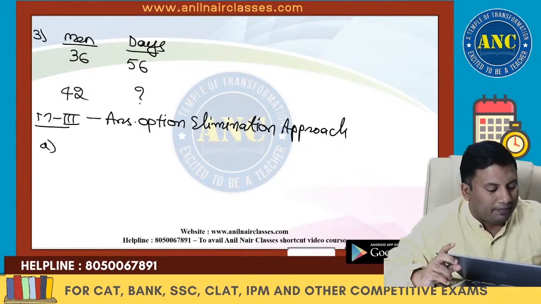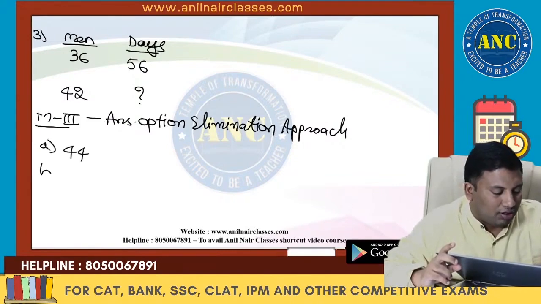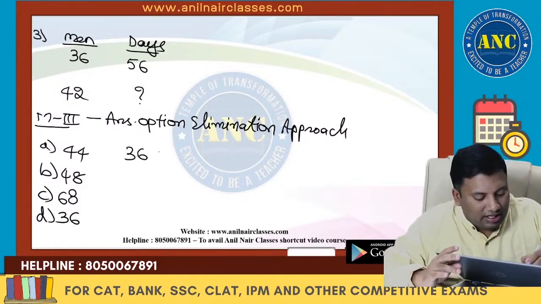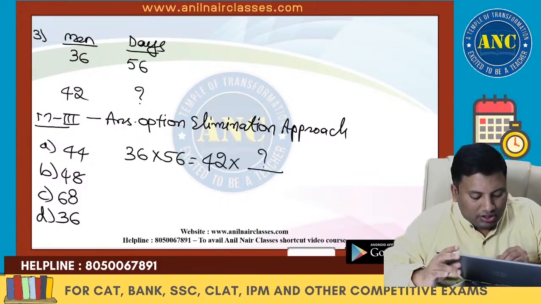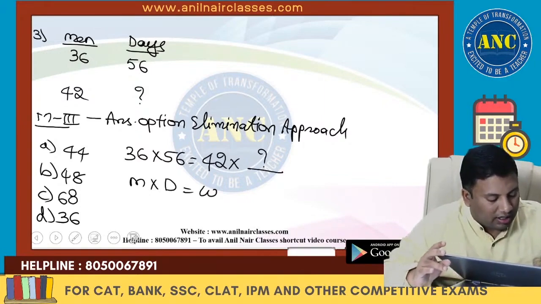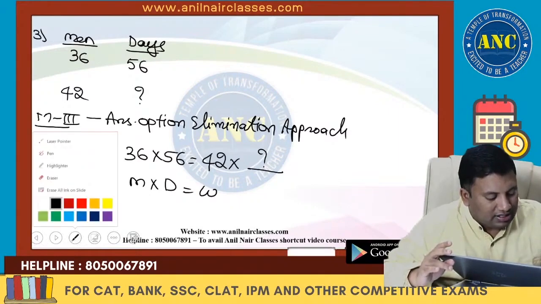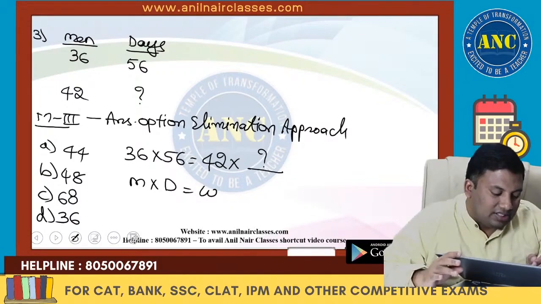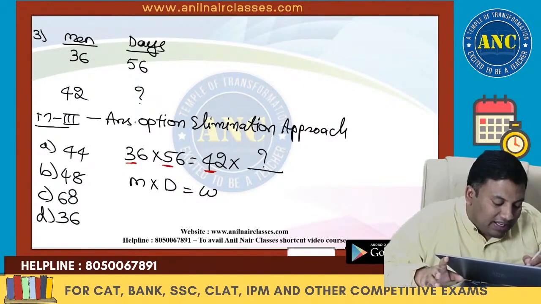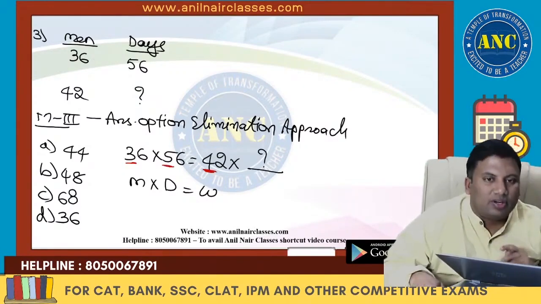If options are 44, 48, 68, 36. If it is there, 36 into 56 equivalent to 42 into how much? Men into days equivalent to work. Listen carefully, now you will understand it. 36 is divisible by 3. 42 is also divisible by 3. 56 is divisible by 7.